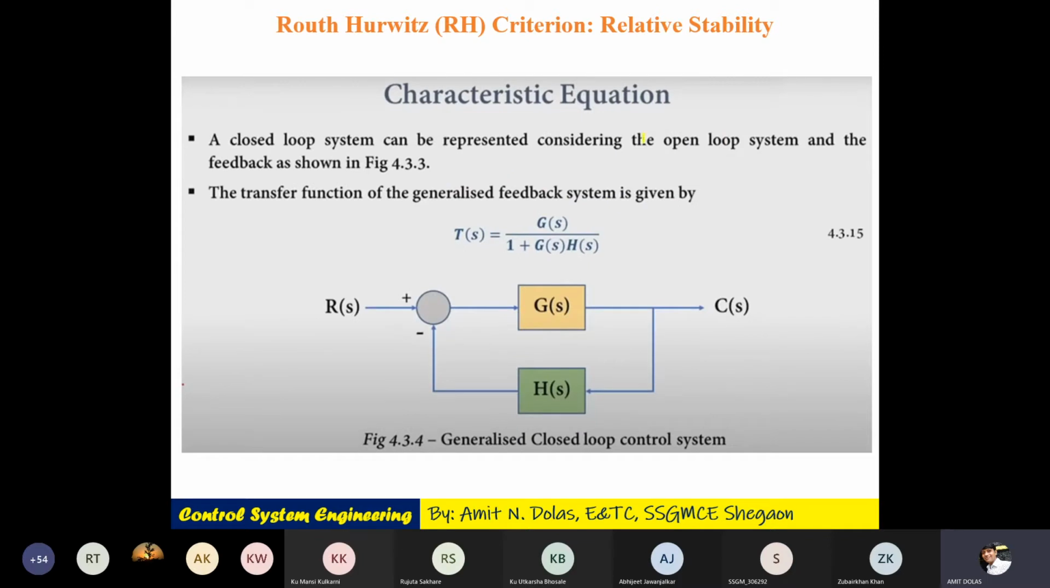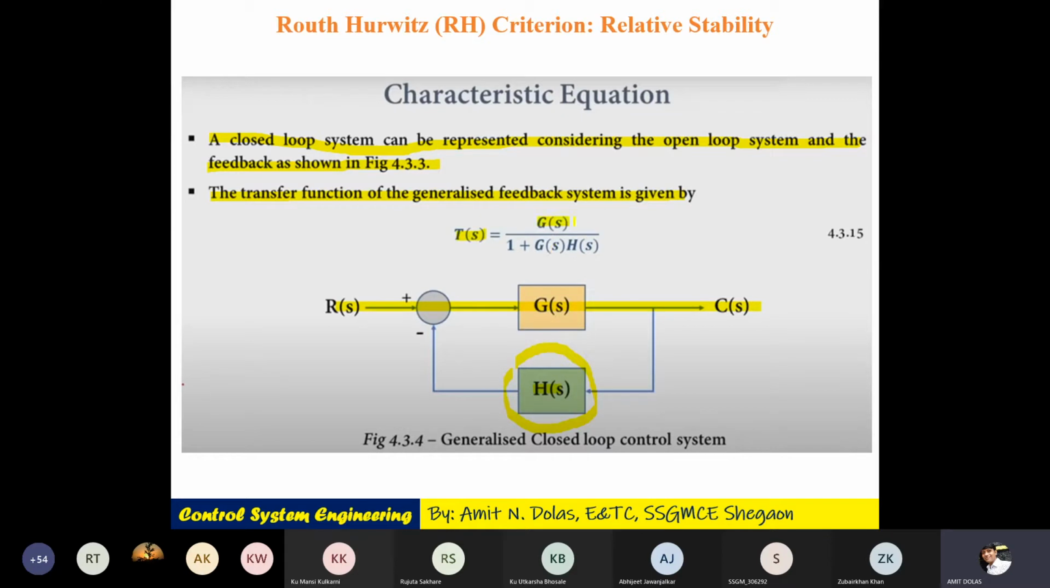Now we'll come to the characteristic equation. A closed loop system can be represented considering open loop system and the feedback as shown in the figure. Now if we go straight away here, R(s) to C(s) without H(s), then it will of course be an open loop system. But what is the transfer function in generalized feedback system? I have one feedback there, and the transfer function can be written as, we have already seen, no need to derive.